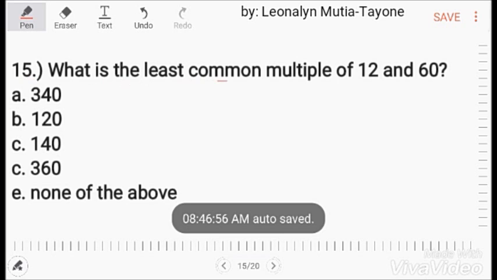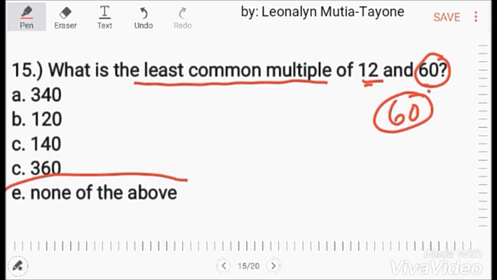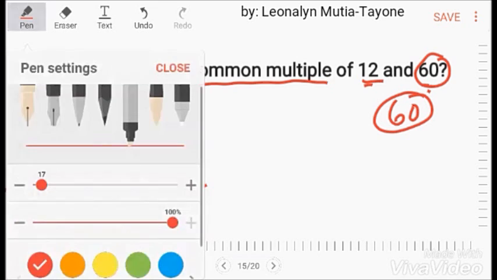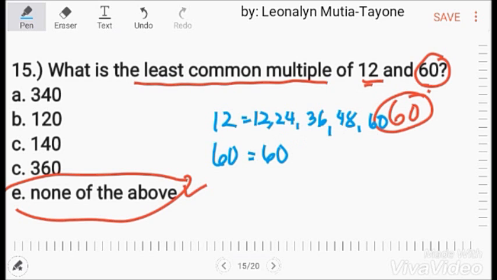Number 15. What is the least common multiple of 12 and 60? Least common multiple. First, tingnan yung pinakamalaki or highest na number dito sa dalawa. 60. Yung 60, ma-divide ba siya ng 12? Kung ma-divide siya, the answer is 60. So, wala sa choices, none of the above. Another way, 12, 60. Lahat ng multiples ng 12. So, ito naman, 60. Pareho sila. So, the answer is 60.